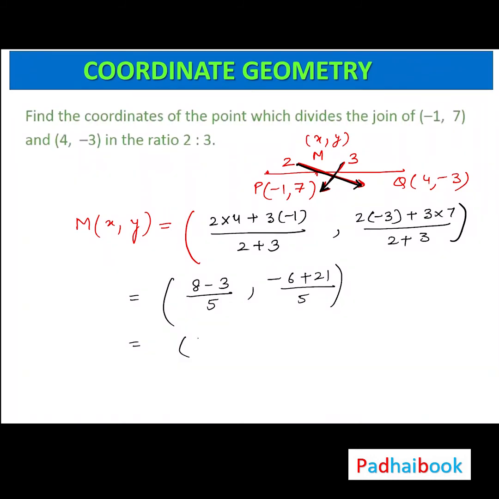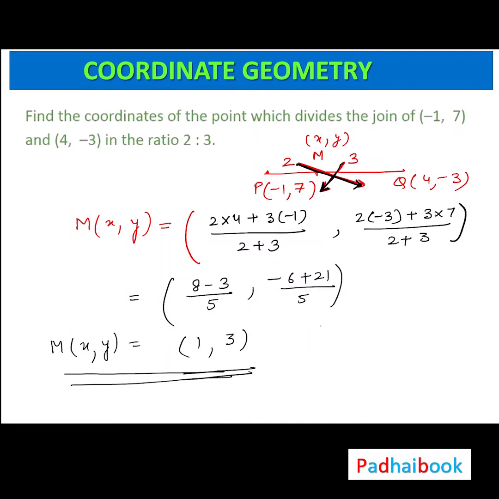Right? This will be 1. And here you have 15, and 15 by 5 will give you 3. So the coordinates of the point M, which divides the line segment joining the points P and Q in the ratio 2:3, is (1, 3). Right? I hope this question is clear to all. So we move to the next question now.